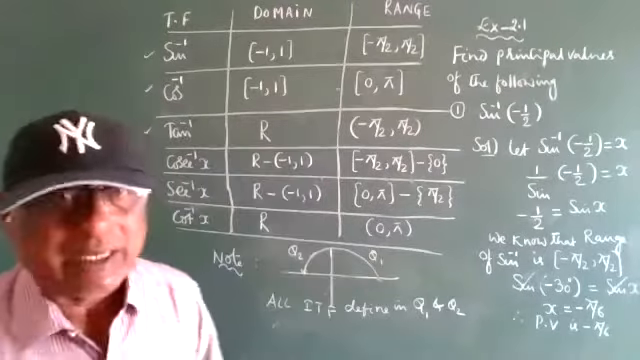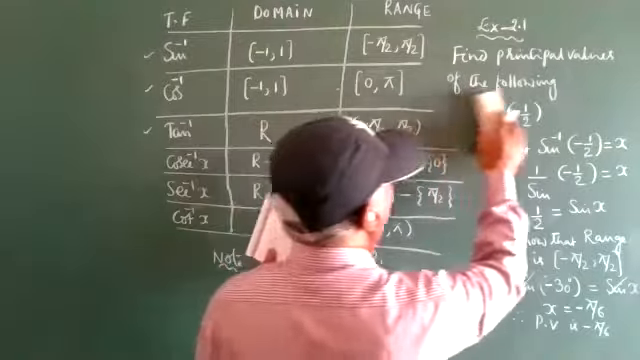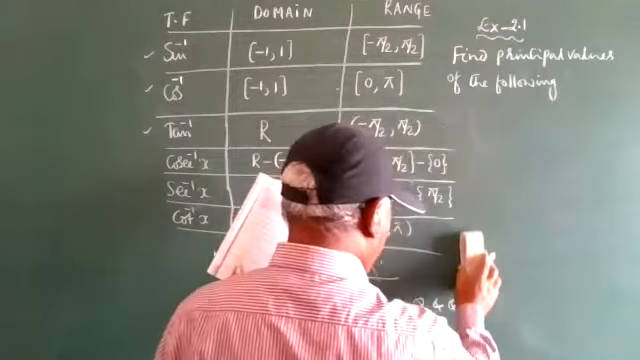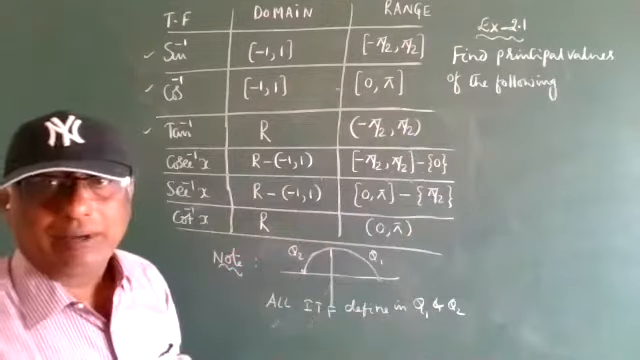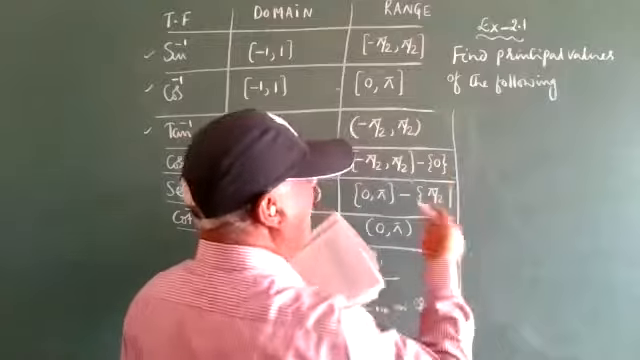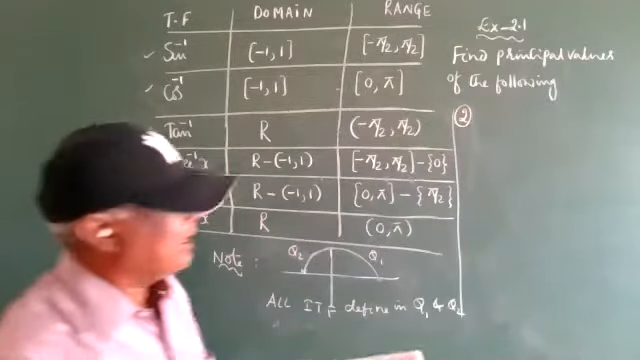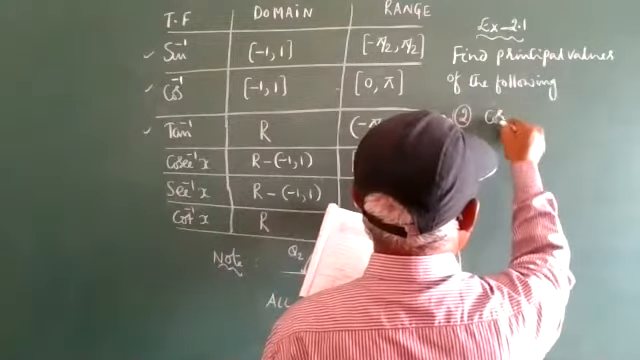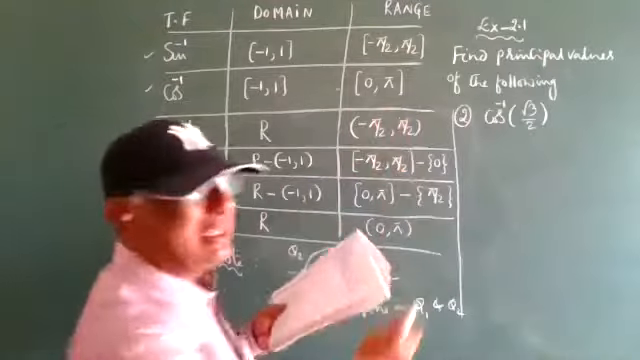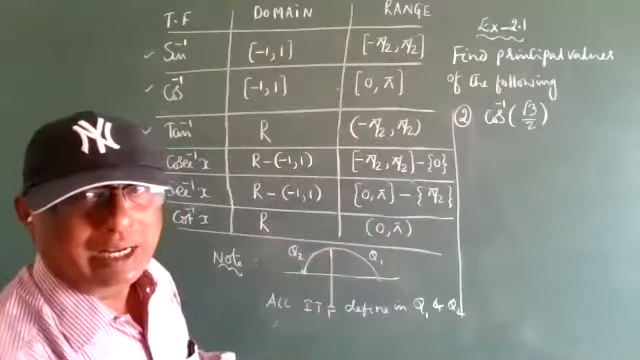Right, I will do the second problem. Everyone observe. Find the principal value of cos inverse of root 3 by 2. Cos values must be like that. What is the range of cos? 0 to pi. That should be written in the examination.